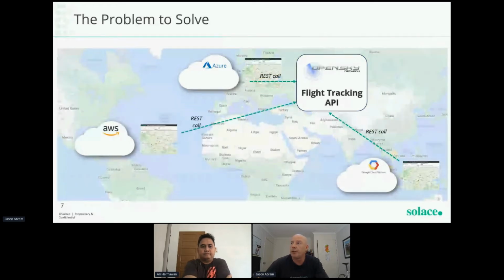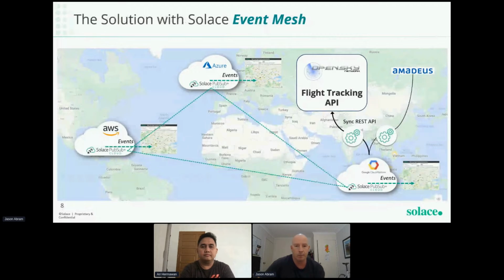So a solution with an event mesh would look similar to this. We've got a couple of APIs or microservices that we've created around the flight tracking API, and that is to pull the data once and once only. Once that data is pulled into the application in Singapore and published as events to the broker hosted in Singapore, it's available in real time to your other brokers hosted in London and the US on different cloud vendors.